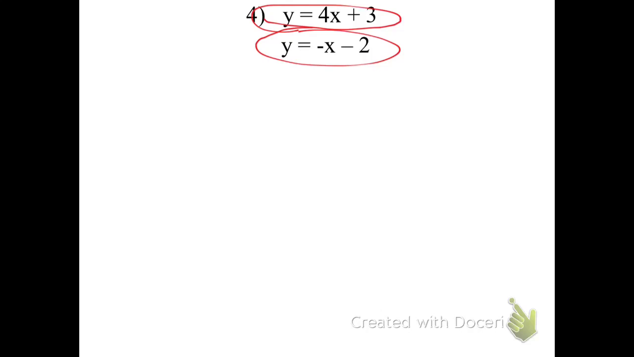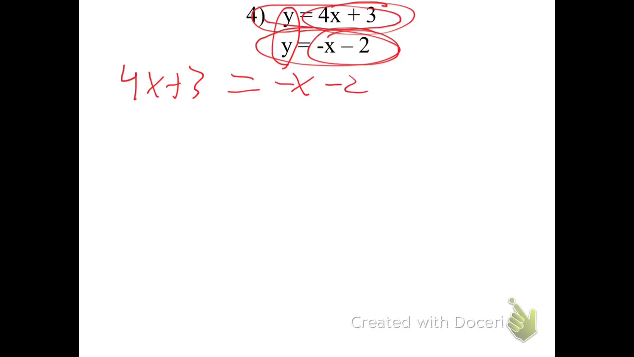And so since we've already solved for y, we can take each of these sides and set them equal to each other. Like 4x plus 3 equals negative x minus 2. So notice this top right side got put over here, and the bottom right side got put there. And now we just have to solve this one.